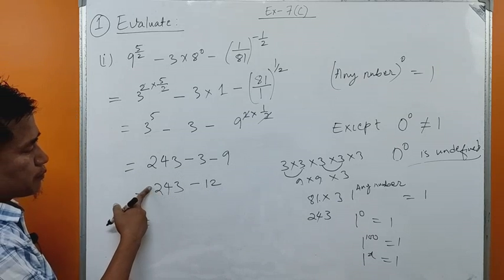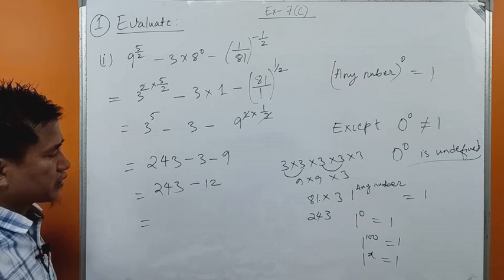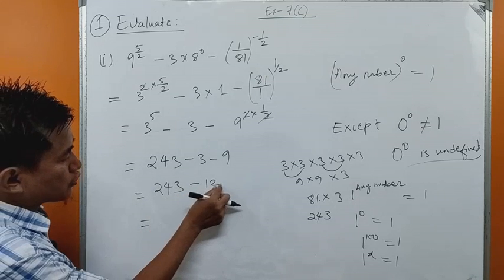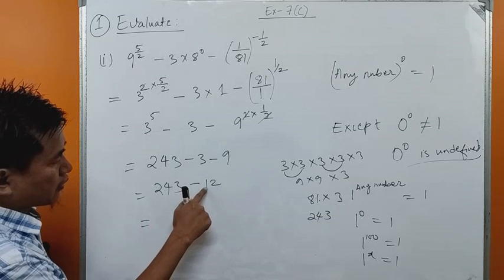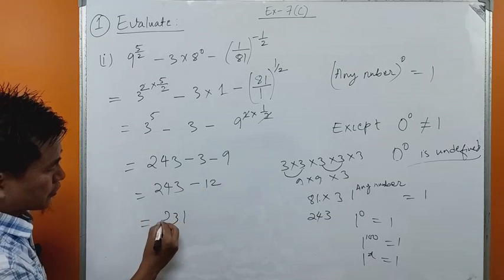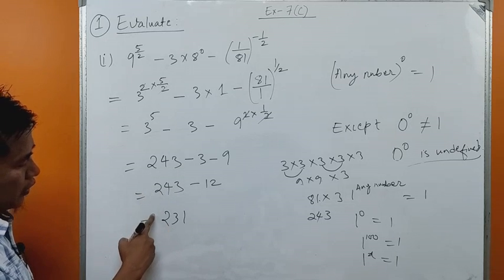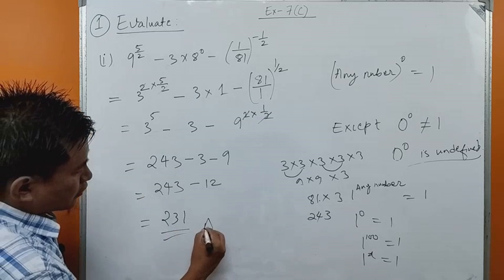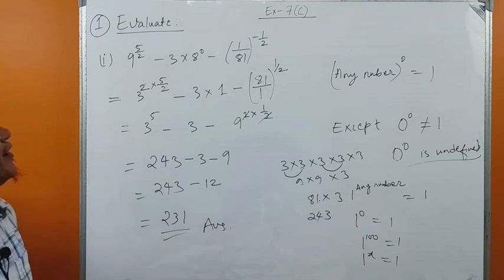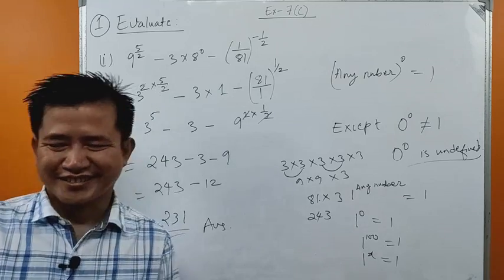Now 243 is positive and 12 is negative, so we must subtract them. 3 minus 2 is 1, 4 minus 1 is 3, and this 2 comes down here. The sign of the greater number comes, so this is greater, 243, plus, and comes here. So this is the answer for question number 1. I hope you got this.